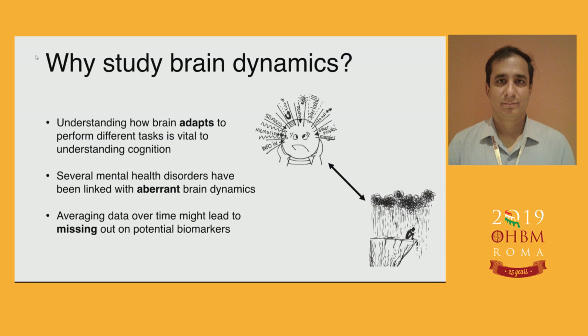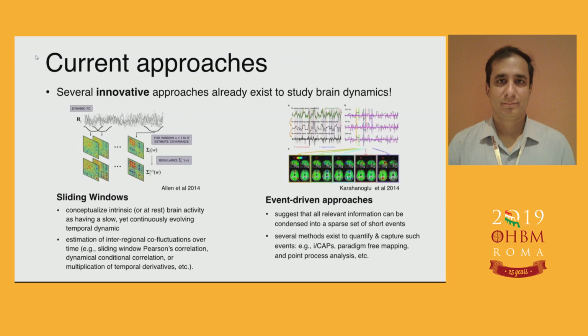Okay, so of course studying brain dynamics is important because understanding how the brain adapts from one task to the next is basically vital to understanding cognition as a whole. Plus we know that by averaging data over space and time, we might be losing out on potential biomarkers for, let's say, ADHD versus depression.